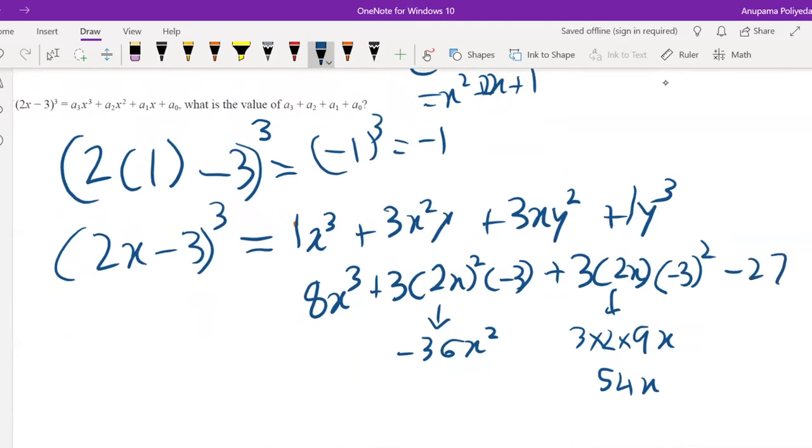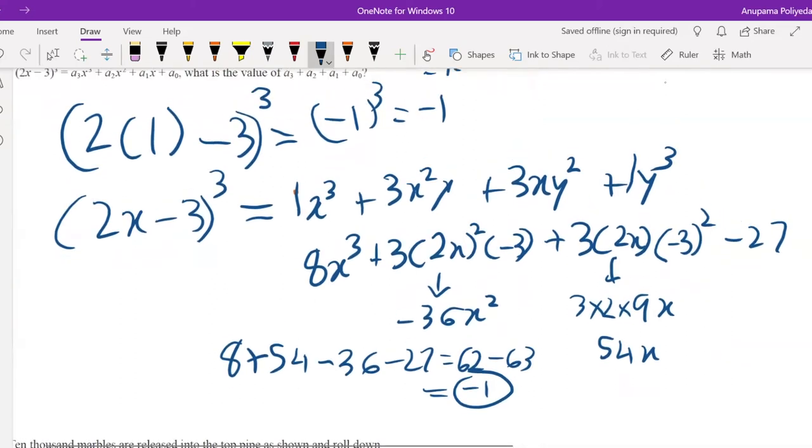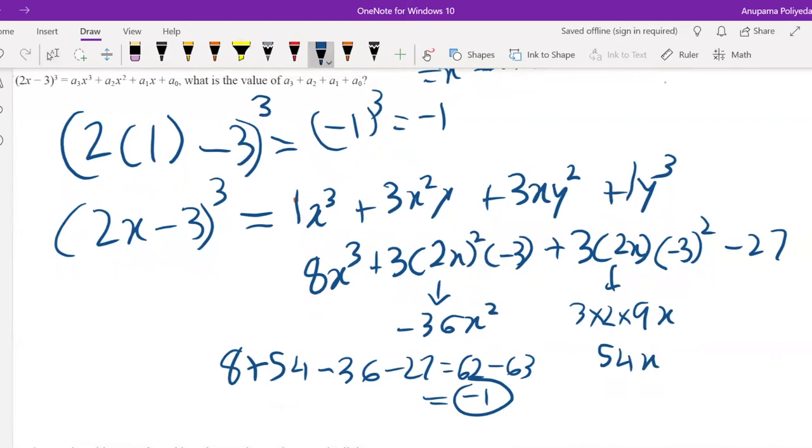Negative 27. That's correct. So now that we have our expansion, we can add up our coefficients and check to make sure that we're right. So our positive terms are 8 and 54, minus 36 minus 27. So that's 62 minus 63, or negative 1. So we're right. And in real math contests, you probably don't have the time to do all this, but knowing how to expand things like this is a really good skill in math, so that's why we're doing this. So does anyone have any questions about the expansion? No.